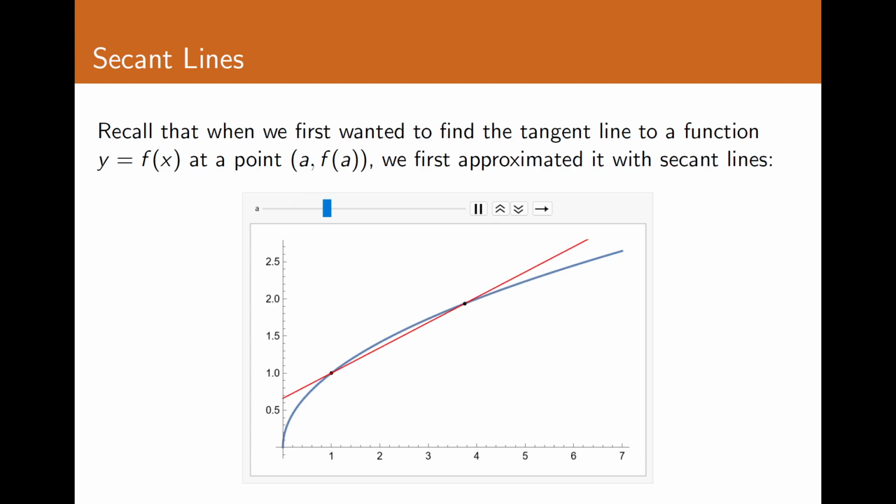So you can see as the dot on the right side moves closer, the secant lines become a better and better approximation for the tangent line to the curve at that point. And the slope of the tangent line was what we defined our derivative to be.